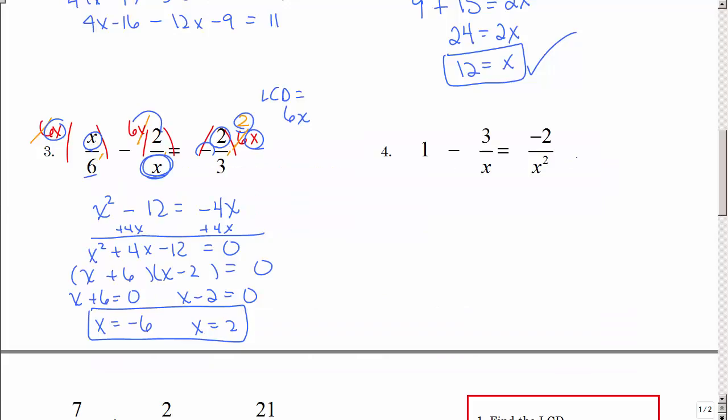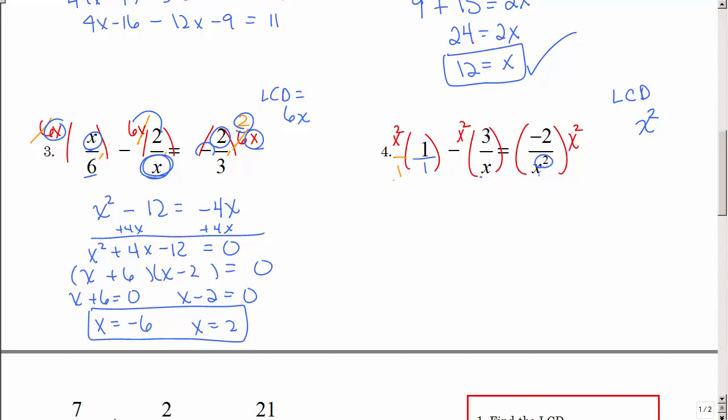Let's look at number 4. What is that least common denominator? Now remember, that's over 1. The only factor you have is x, and you want to raise it to the highest power. So do not combine the x and x squared. You have x, and then take it to the highest power. So that's your LCD. So we're going to multiply this by x squared, this by x squared, and this by x squared.